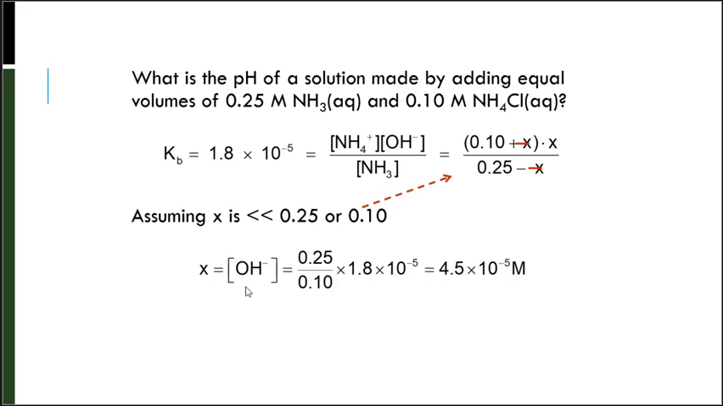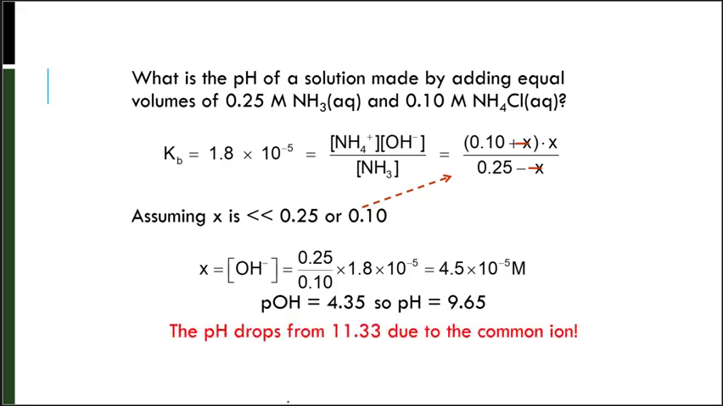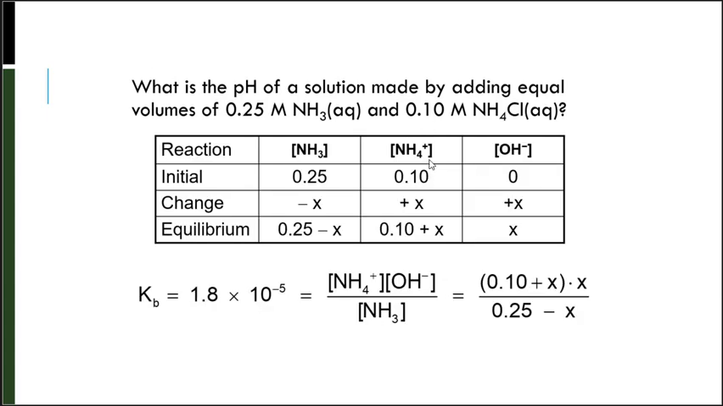And when I solve for X, which is the hydroxide ion concentration, I got 4.5 times 10 to the negative 5. The negative log of that would give me a pOH of 4.35. So 14 minus that would give me a pH of 9.65. The pH before I had that common ion was 11.33. So the pH drops due to the common ion. And the common ion in this case was the conjugate acid. So when we add a conjugate acid, our pH drops. When we add a conjugate base, the pH increases.